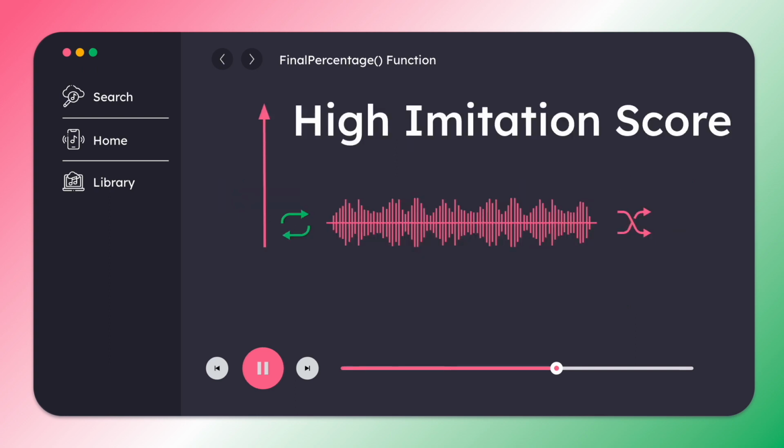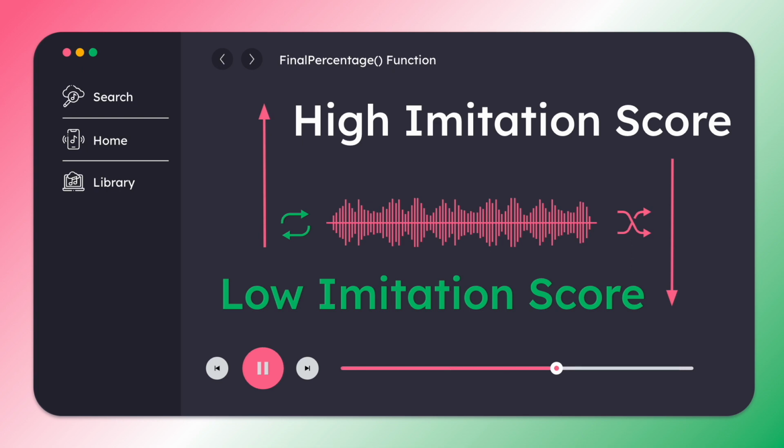A user should receive a high imitation score if he or she manages to play the whole beat accurately, although slowly, but receive a low imitation score if the tempo is extremely similar, but there are several missing beats and there is an incorrect rhythm.